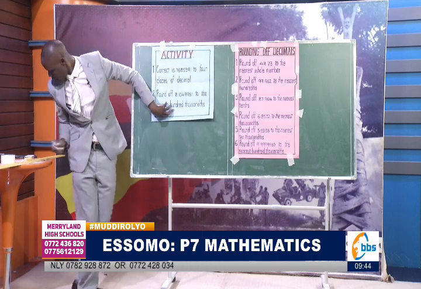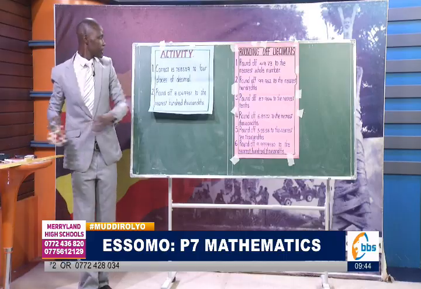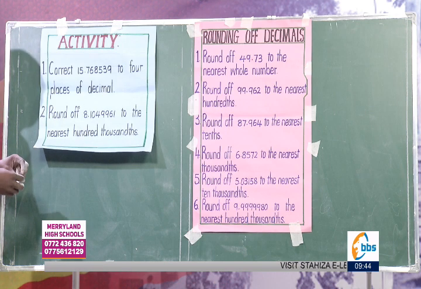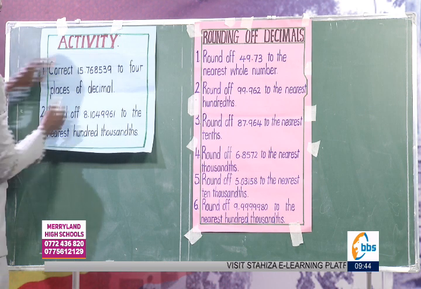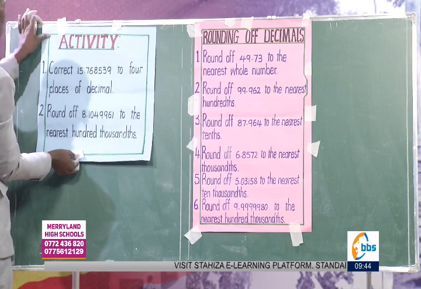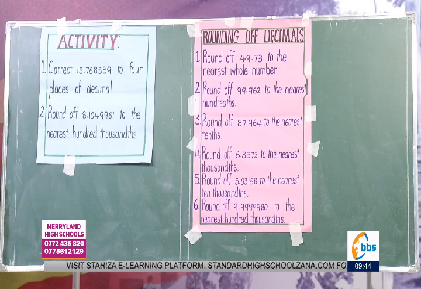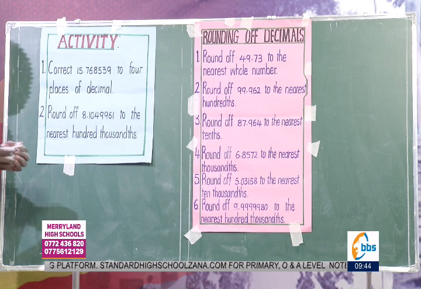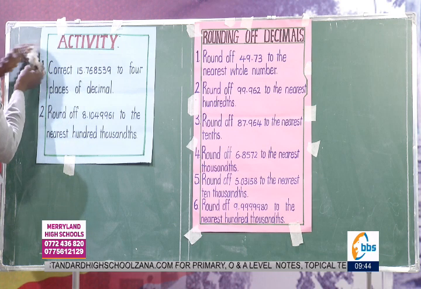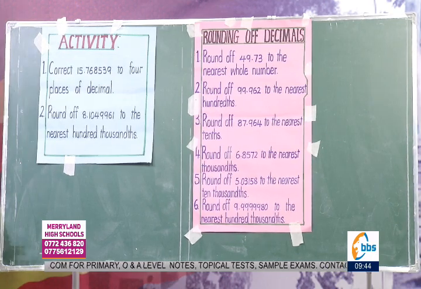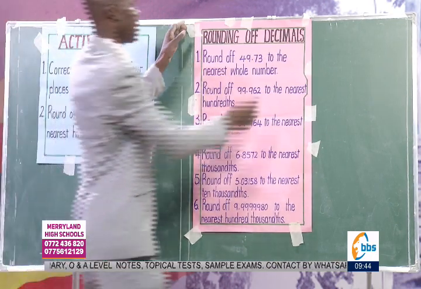I told you they can set a question in that format. Correct our number one there. Correct 15.7685539 to 4 places of decimal. They may not use rounding off, but they can say correct that to 4 places of decimal. How will you correct that to 4 places of decimal? Meaning your number must have only 4 decimal places.